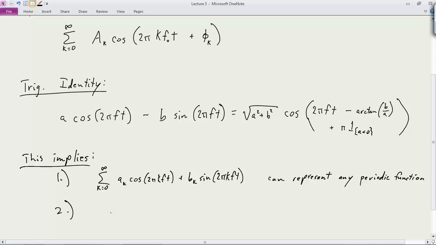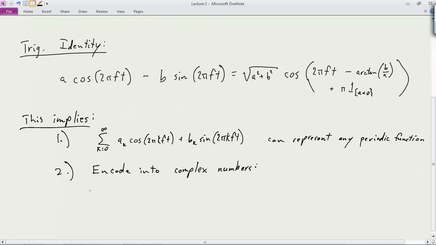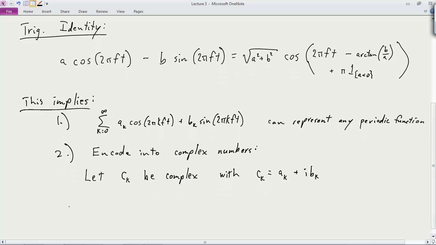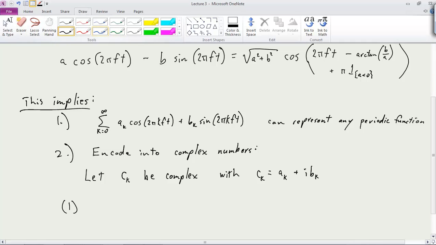Another thing to notice is that we could encode these coefficients into complex numbers. What we mean by that is let's let C_k be a sequence of complex numbers. And we'll use the following to derive our C_k. We'll let C_k equal A_k plus i B_k. Okay, so we'll just set A_k as the real part of C and B_k as the imaginary part of C. Then we get that the formula up above in 1, by that I mean this thing.